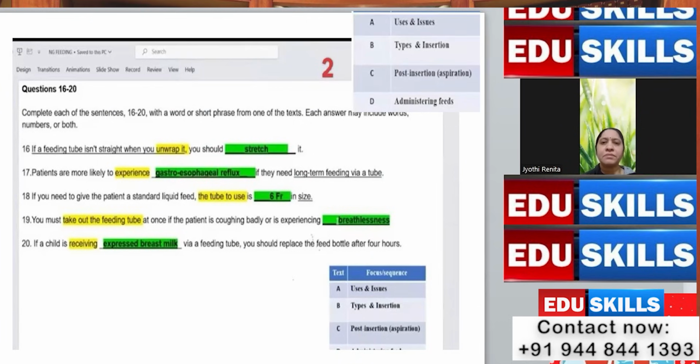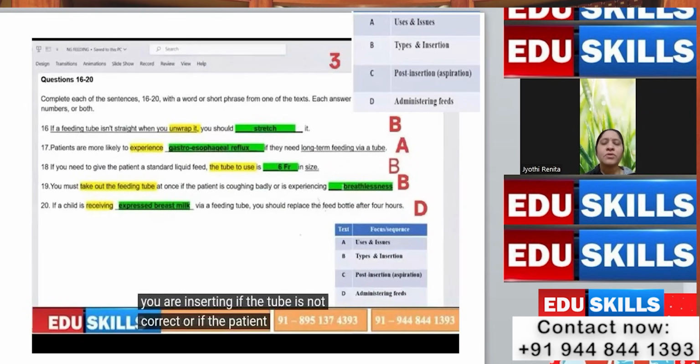Next slide, please. Yeah. So I have named each question. In front of that, I have given the paragraph name. So 16 belongs to B, 17 goes to A, 18 is B, 19 is B, and 20 is D. So let us see the first question.